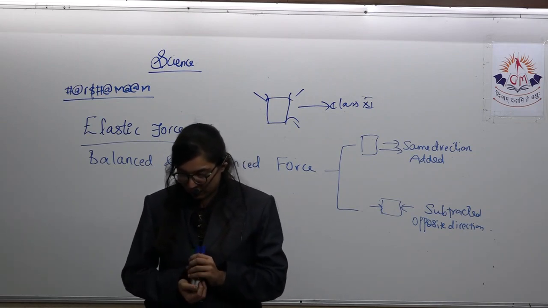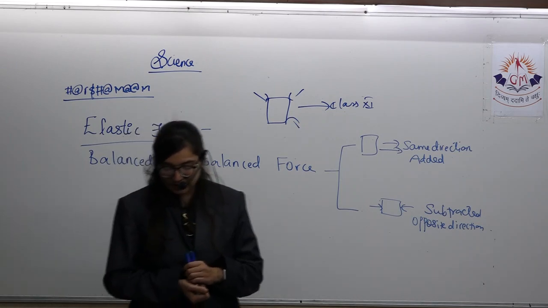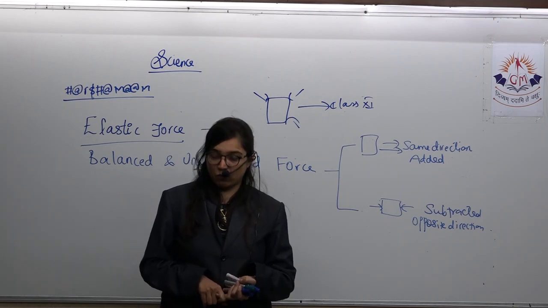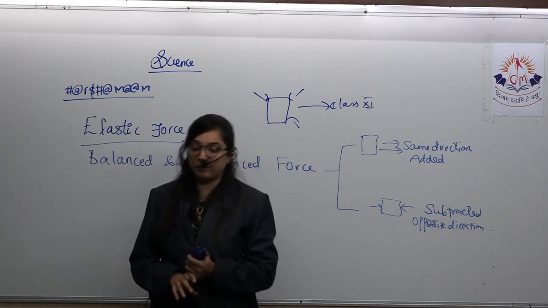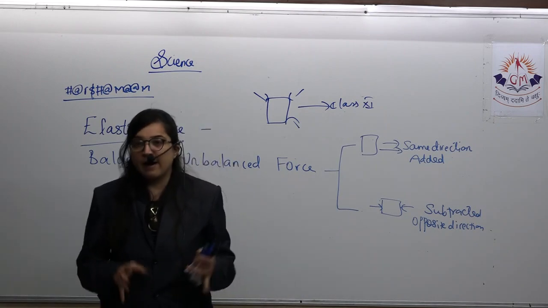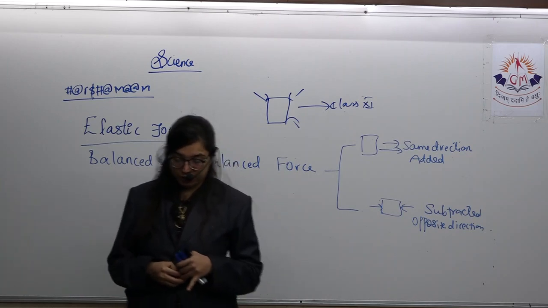Friction always acts on all the moving objects, and its direction is always opposite to that of the applied force. This is the concept which you have to keep in your brain. There might be some questions on the basis of that. Okay, what is actually the role of friction?